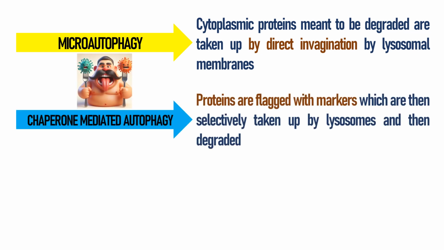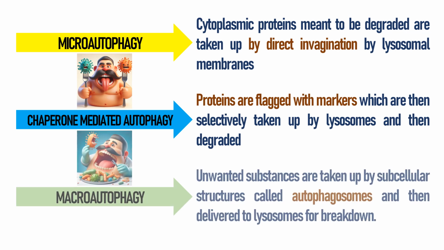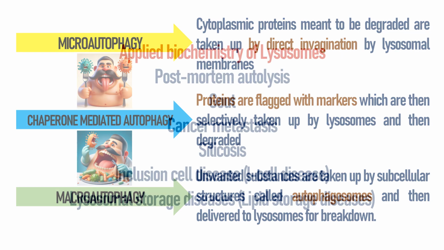In chaperone-mediated autophagy, proteins are flagged with markers, which are then selectively taken up by lysosomes and then degraded. In macro-autophagy, unwanted substances are taken up by subcellular structures, called autophagosomes, and then delivered to lysosomes for breakdown.